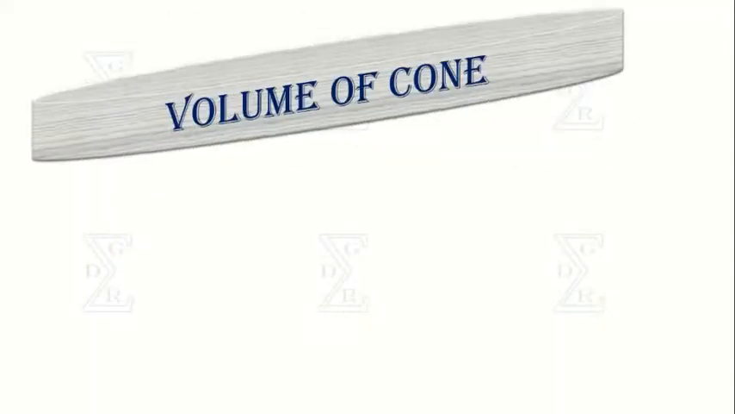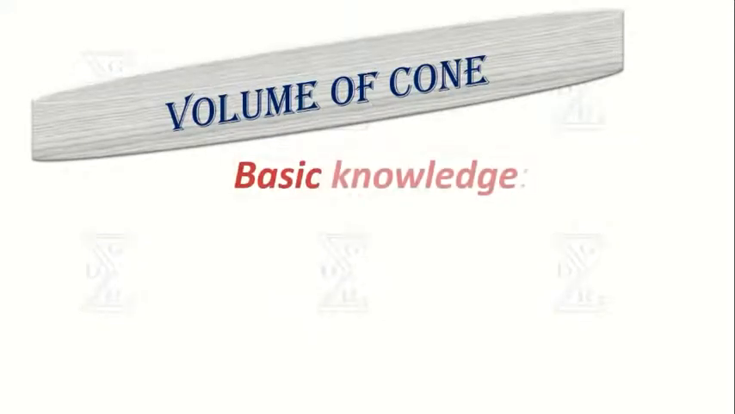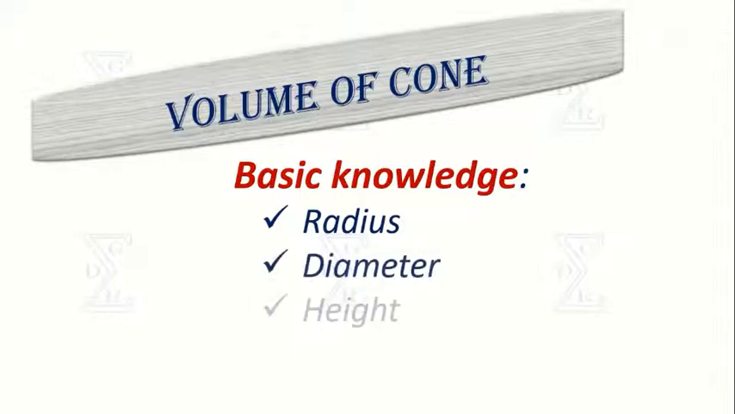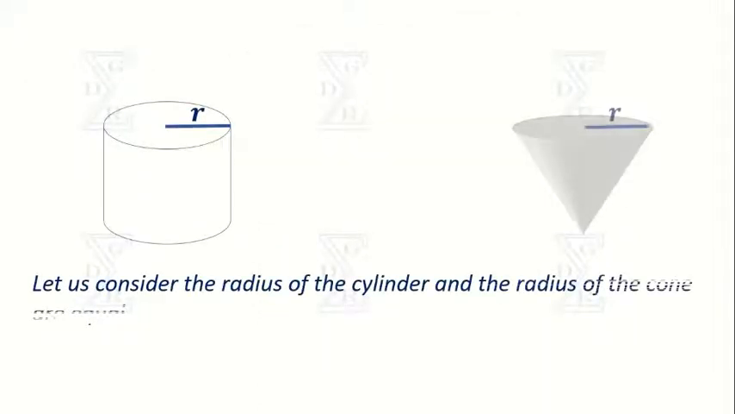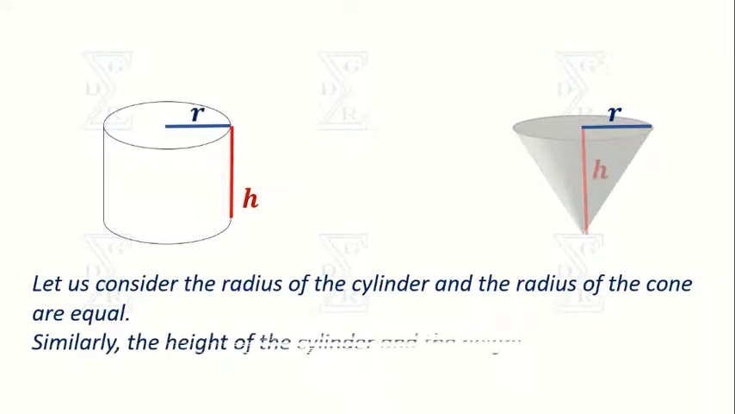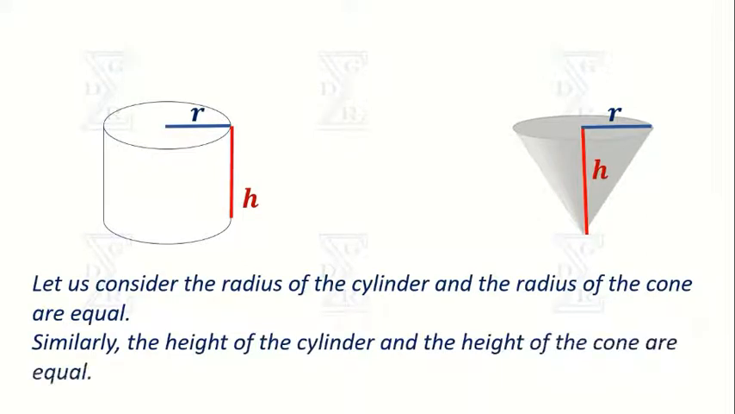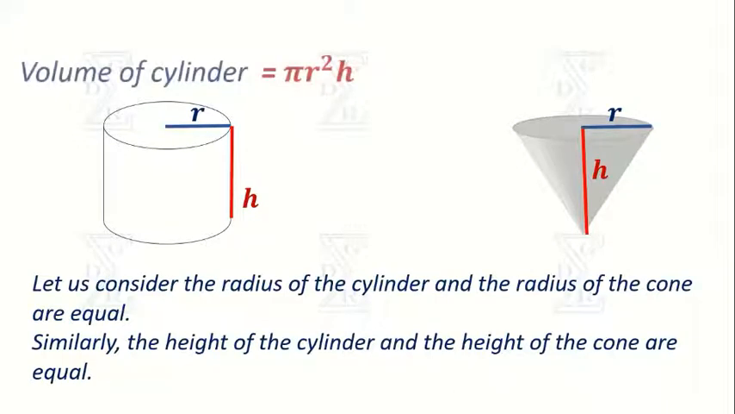Volume of cone. Basic knowledge to understand the concept. Radius, diameter, height, and volume of cylinder. Let us consider the radius of the cylinder and the radius of the cone are equal. Similarly, the height of the cylinder and the height of the cone are equal. The formula for the volume of the cylinder is pi r square h.